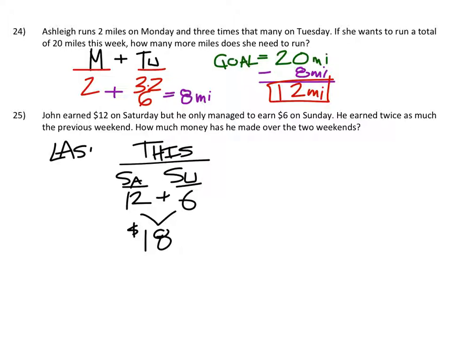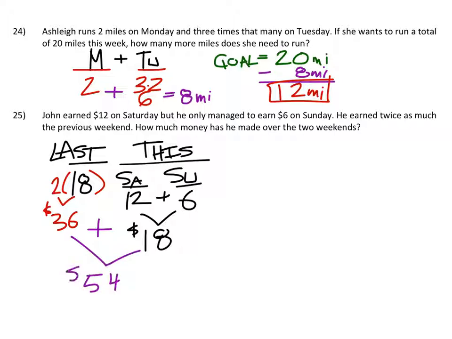Last weekend, though, was twice as much, right? So we've got the $18 that he made this weekend, but twice that, which is 36 bucks. So when we combine these, 36 plus 18, what do we get? $54? Oh, yeah.